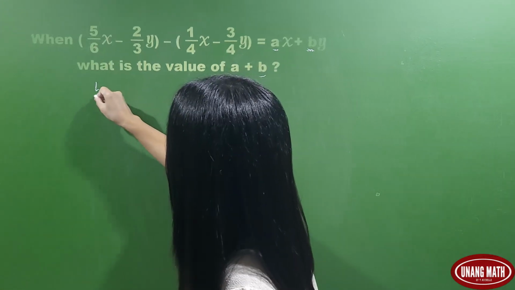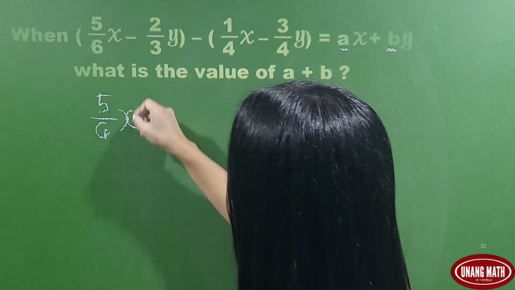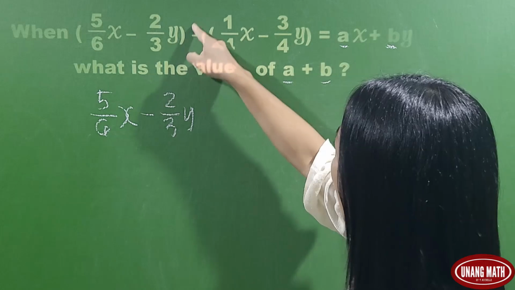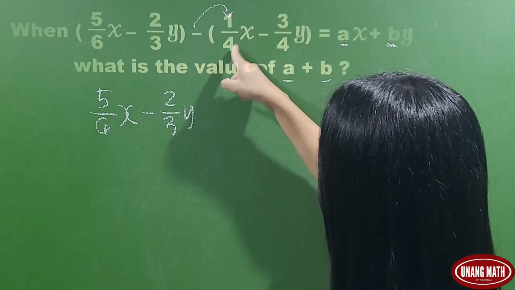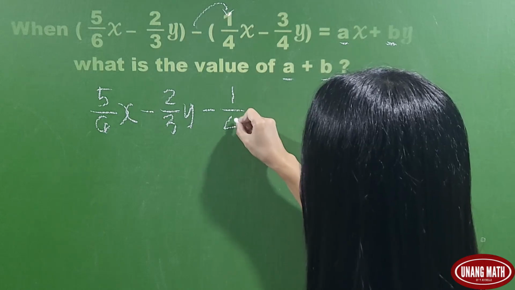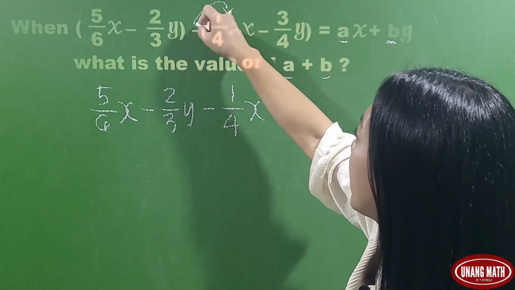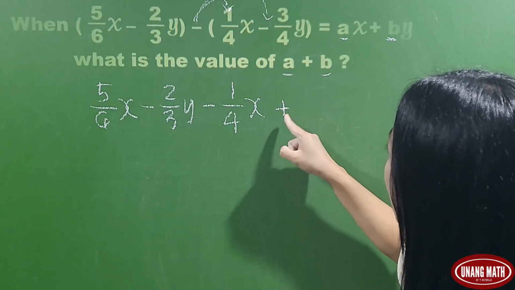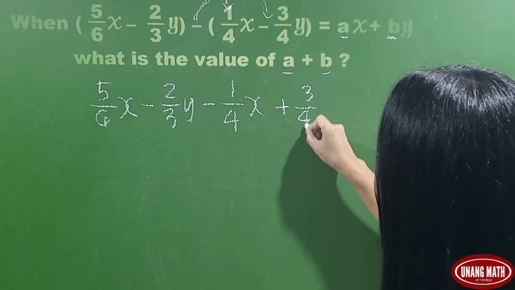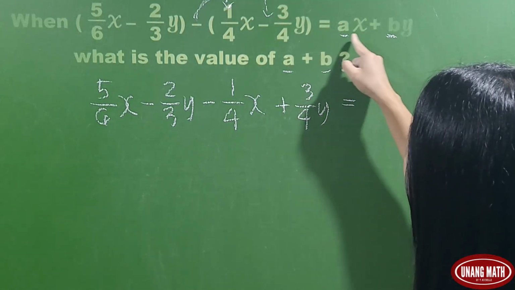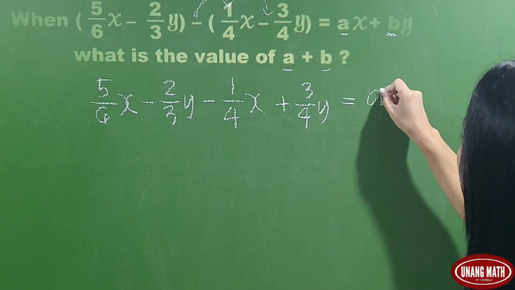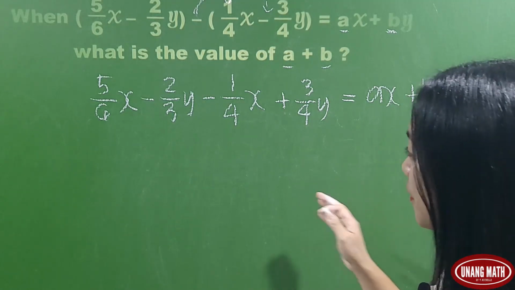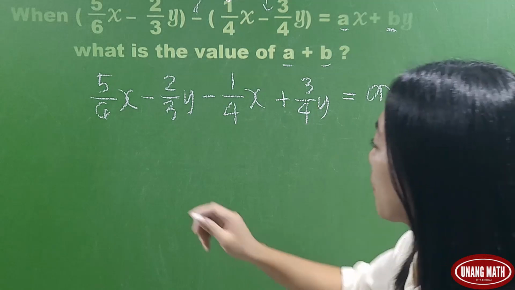So this is 5 over 6x, okay, minus 2 over 3y. Okay, now, negative times 1 over 4x, so this is minus 1 over 4x. Okay, what about here? Negative times negative 3 over 4y. So that would be positive. So plus 3 over 4y. And take note, this is equal to ax plus by.